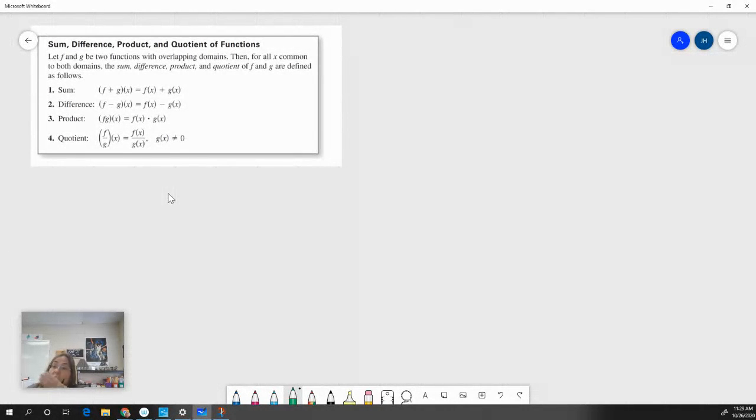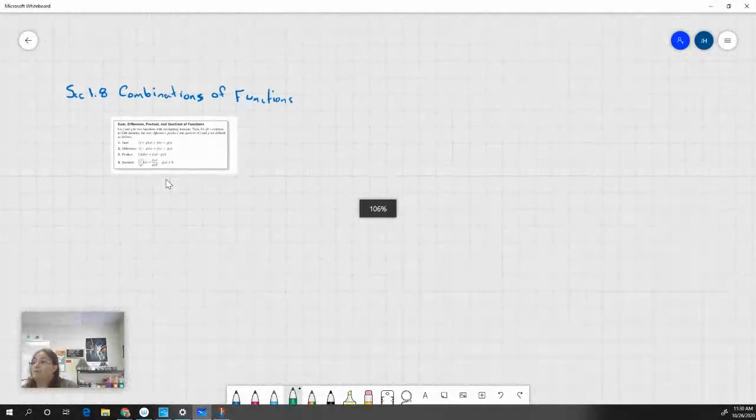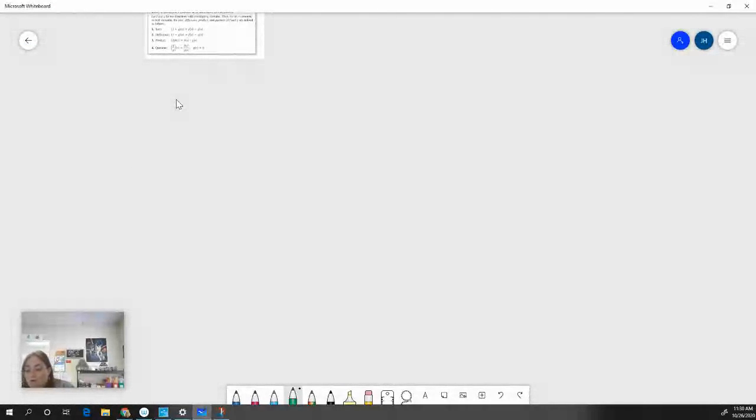This will be posted in PowerSchool. You can write it in your notes if you pause it now. But I'm just going to move on and start showing you how these things work. Okay, so let's get back down here to a normal size. So we're going to start with the sum of functions.